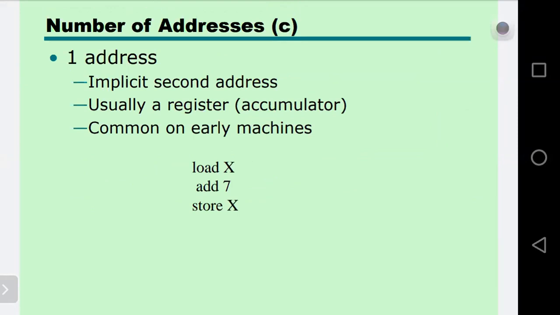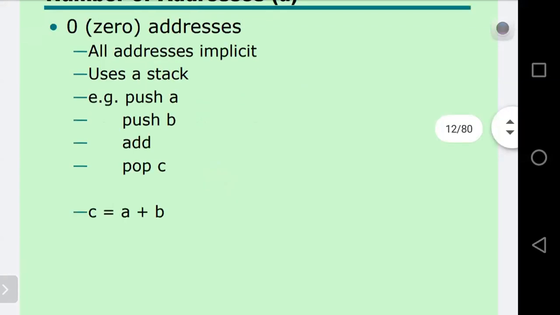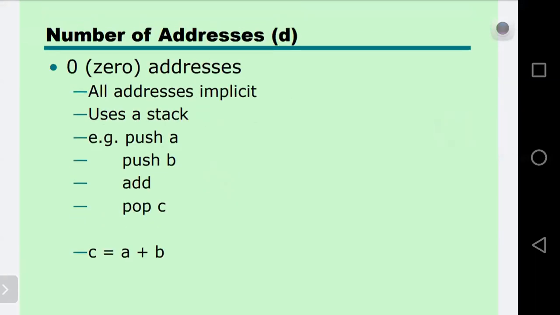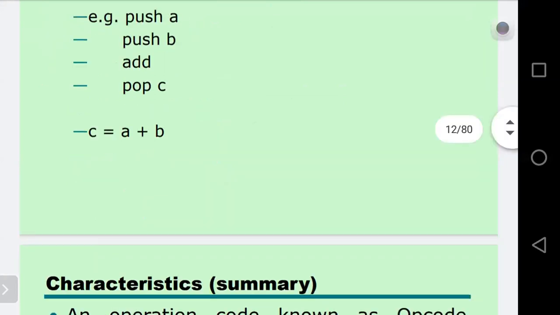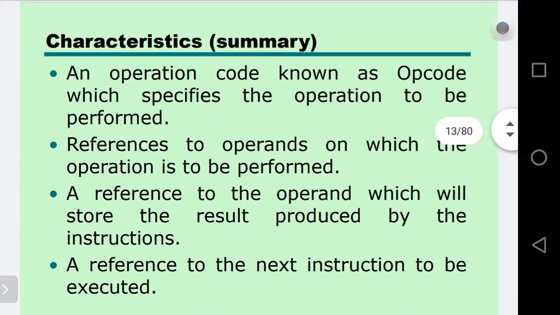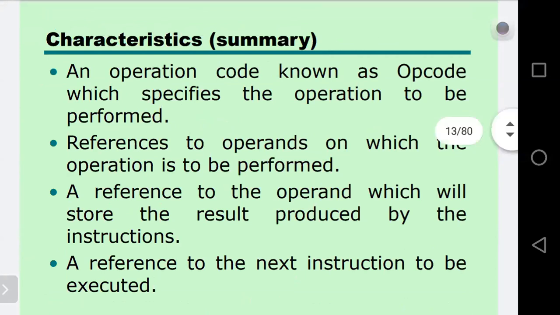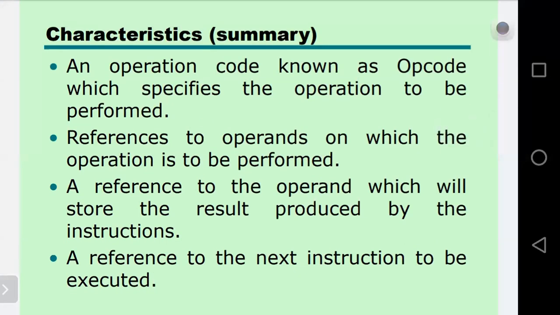Similarly, by using one address, and even by using zero addresses. How can we perform addition with zero addresses? By using the concept of a stack. In a stack, explicitly we are not utilizing addresses, but implicitly we are using the stack concept, in which we push the value of A, the value of B, and then we add and store the result, and after popping we get the addition. So this is our point number one that we have discussed in unit number two.